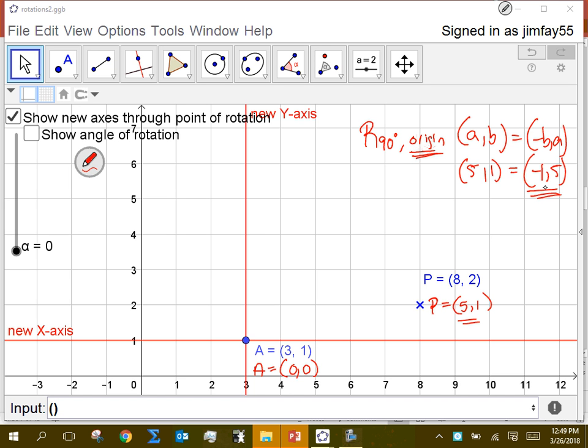So when I plot negative 1, 5, it is off of this pseudo origin. So negative 1, so I go left 1, and then up 5: 1, 2, 3, 4, 5. And I get that point right there. Now, I'll call that P prime, okay? But we just called it negative 1, 5, right? Off of this fake set of axes.